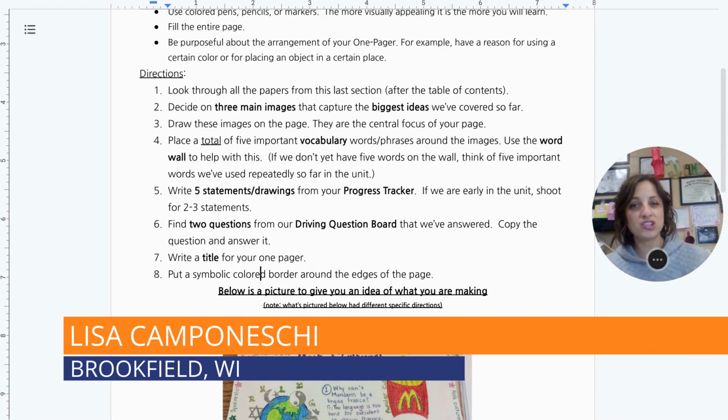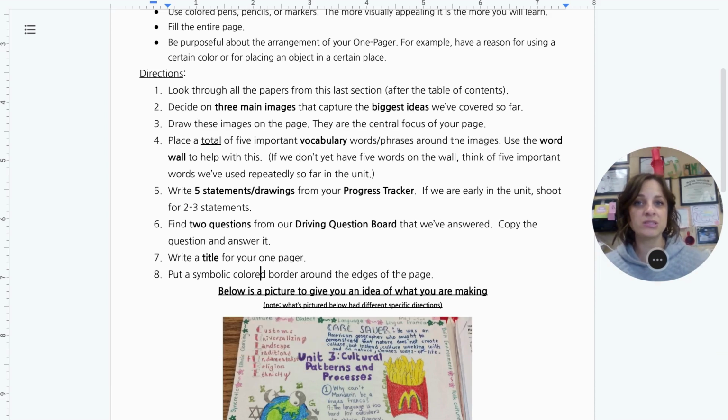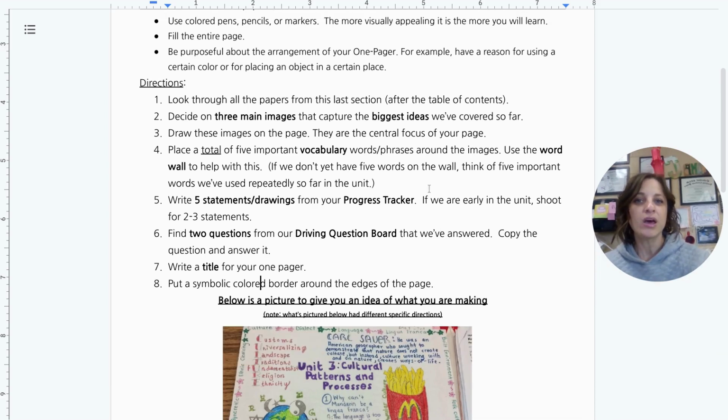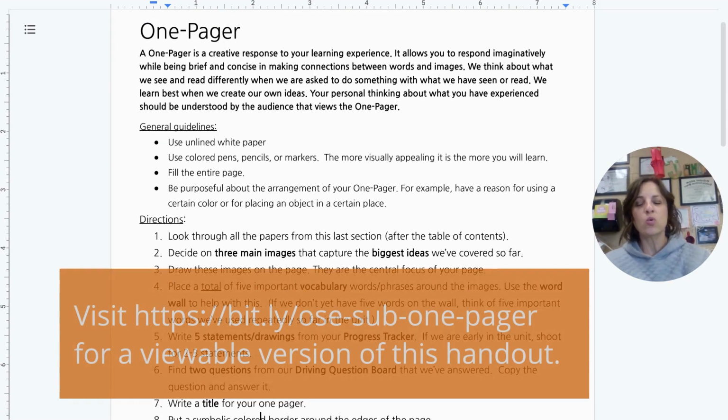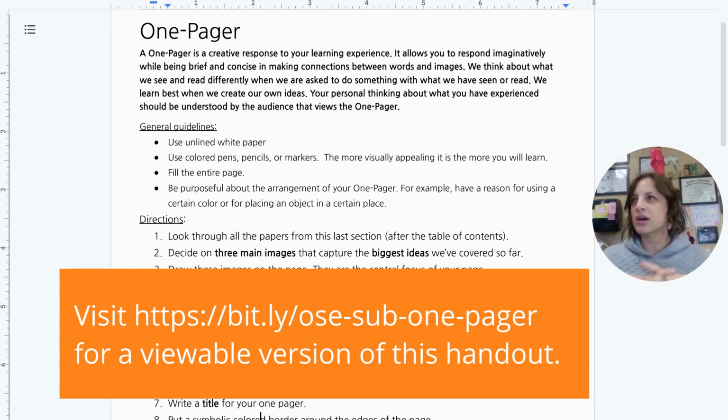One of the strategies that I use when I am absent, especially if it's an unexpected absence, is a one pager. A one pager is an AVID strategy where they take concepts from the unit so far and they make it visual on one piece of paper. So here are the directions from the one pagers that I make.